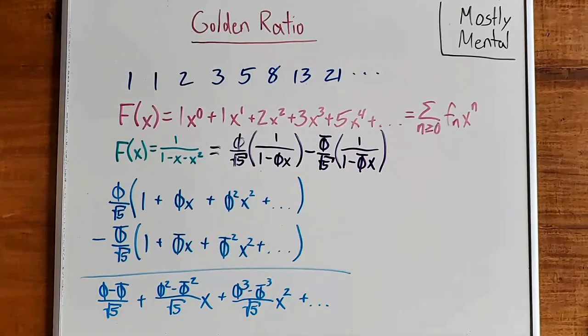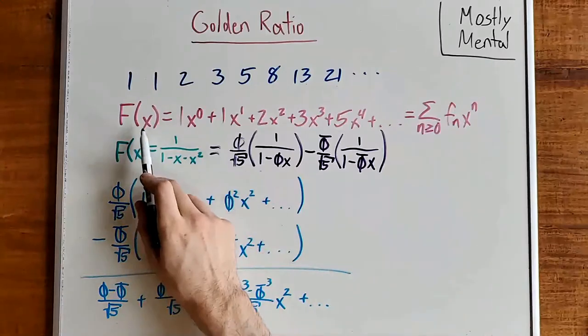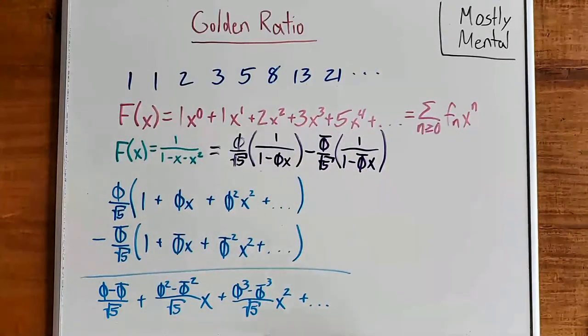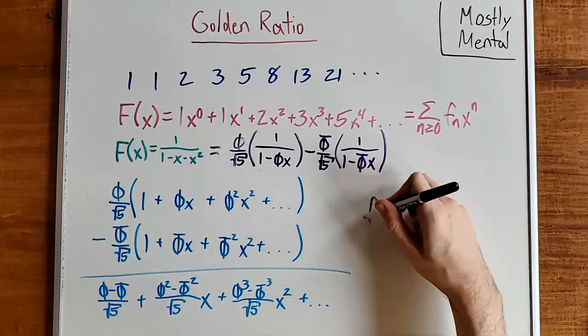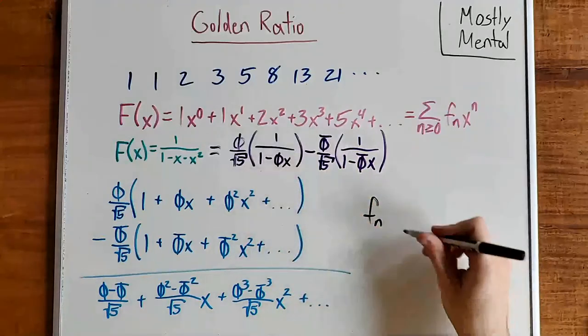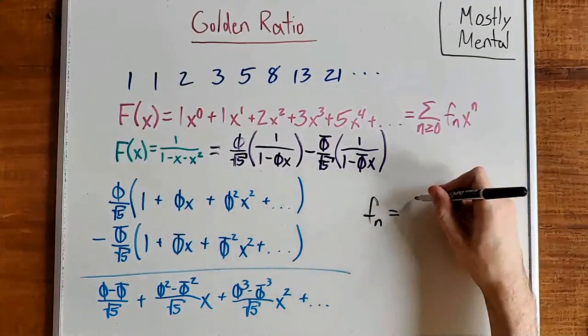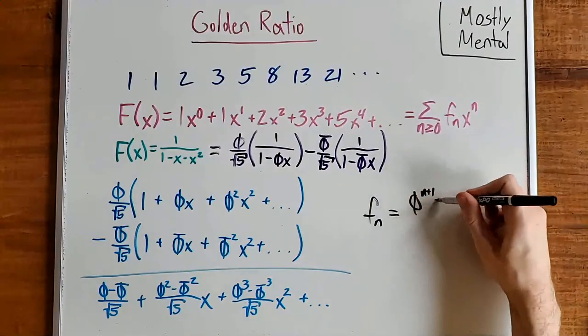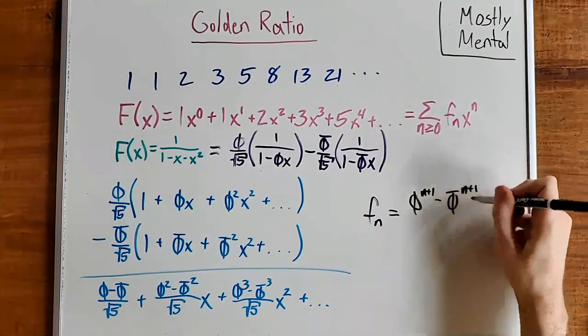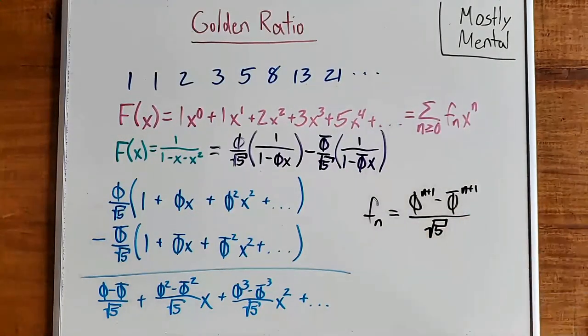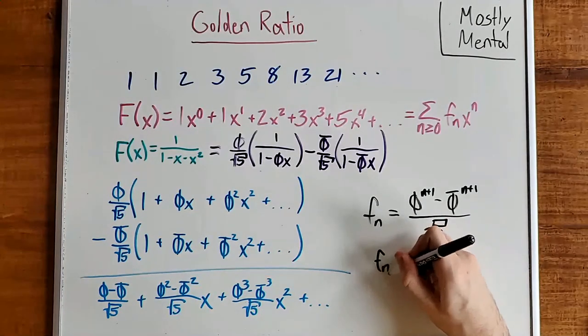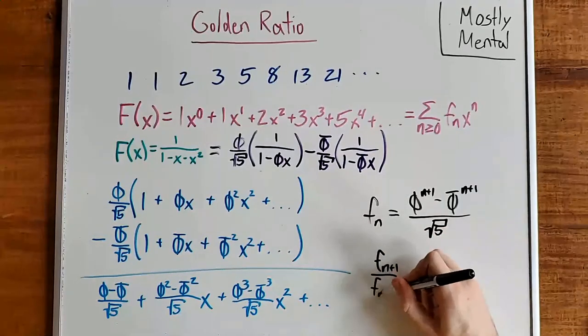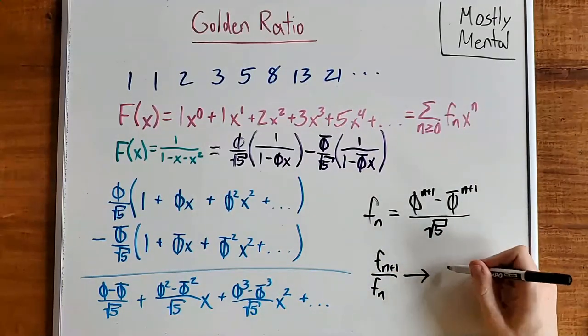But we already have an expression for the power series of f. It's just this. So the coefficients of this power series and the coefficients of this one must be equal. And if we set them equal, we get fn, which is the coefficient here, is going to be equal to the coefficient here, which is phi to the n plus 1 minus phi bar to the n plus 1 over root 5. And once again, that's Binet's formula. By the same logic as last time, we get that the ratio of Fibonacci numbers, fn plus 1 over fn, approaches phi.